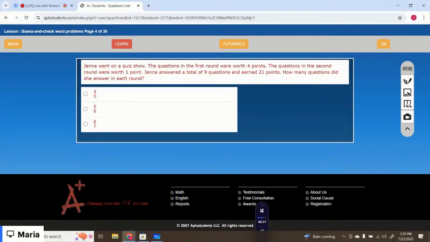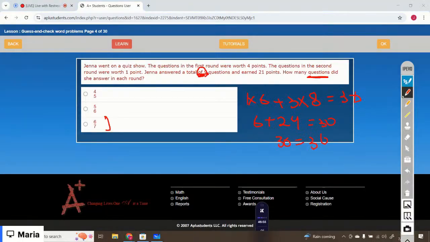Jenna went on a quiz show. The questions in the first round were worth 4 points. The questions in the second round were worth 1 point. Jenna answered a total of 9 questions and earned 21 points. How many questions did she answer in each round? So she answered 9 questions, right? So 5 and 4, 4 and 5 makes 9, right? Option number 1, that is 4 and 5.